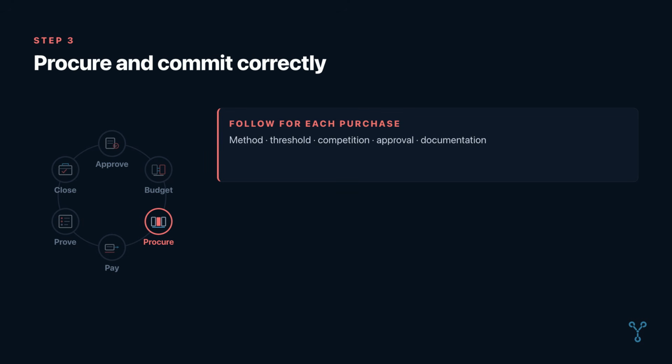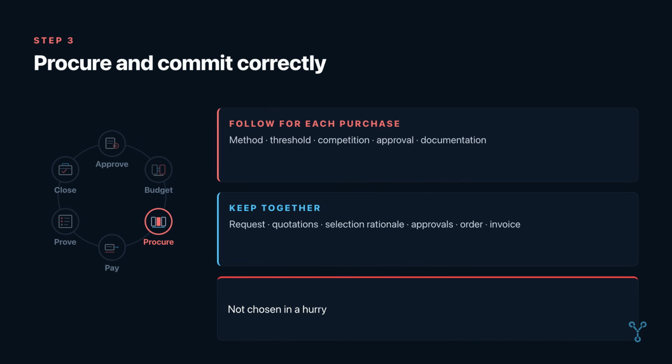Third, procure and commit correctly. Follow the method, threshold, competition, approval, and documentation rules that apply to each purchase. A supplier should not be selected simply because the team is in a hurry. Keep the request, quotations, or other procurement evidence, evaluation or selection rationale, approvals, contract or purchase order, and invoice together.